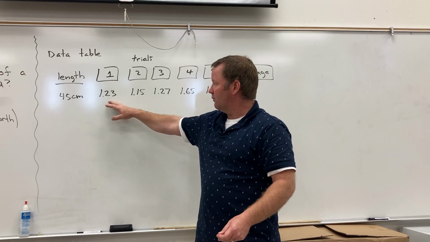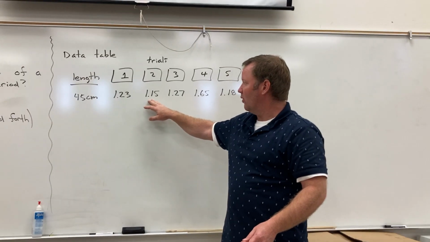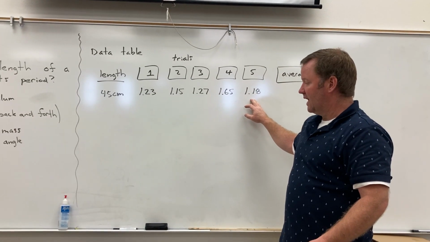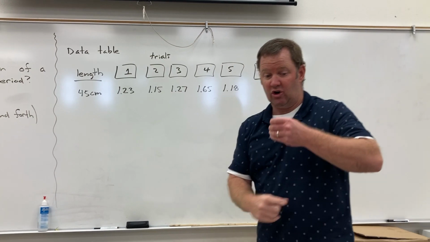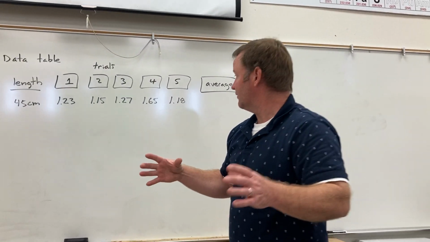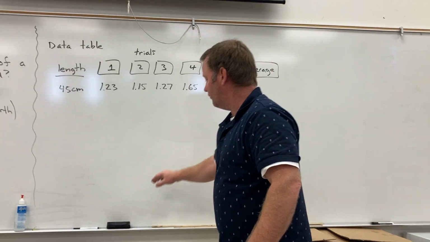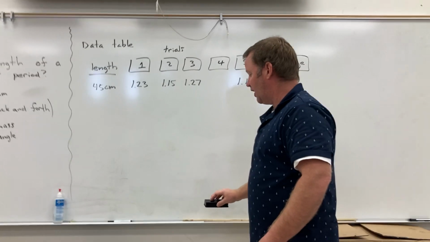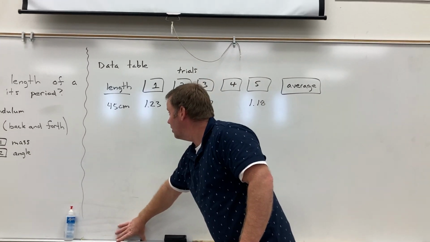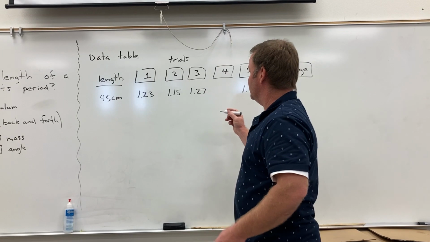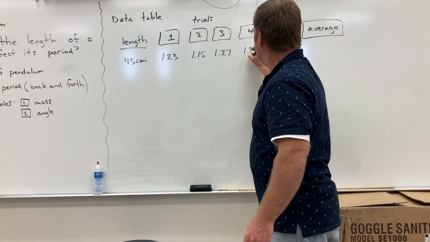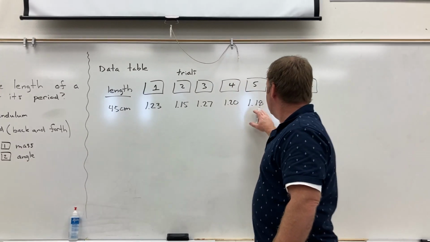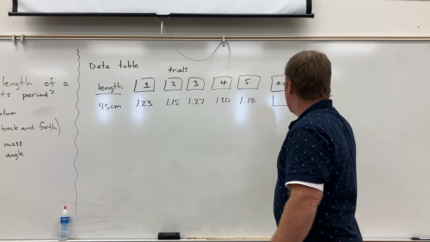So my first trial, 1.23 seconds. My next trial, 1.15 seconds, 1.27, 1.65, 1.18. If I have some trials that are not good or out of the realm of consistency, I'm going to potentially get rid of this one, not include it, or do another trial because something didn't quite go right. Okay, so maybe I do it one more time and I get 1.20 seconds, and that works a lot better. I'm going to add all these numbers up and divide them by 5 and take the average.